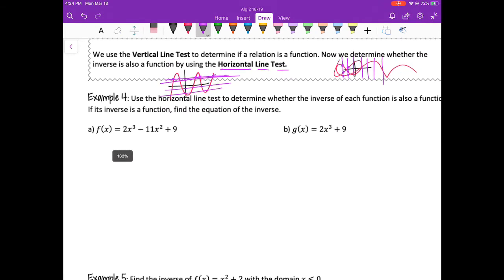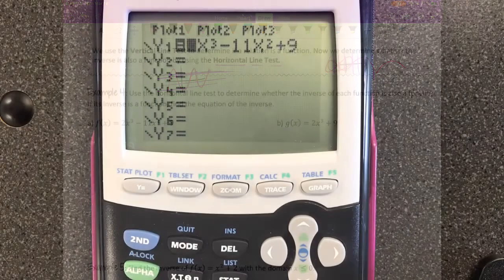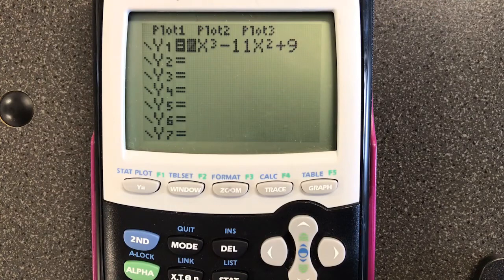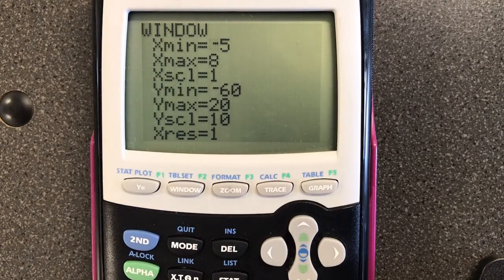So we are going to go ahead and pull example 4a and 4b up on our graphing calculator and take a look at those graphs. Alrighty, so I've got f of x from example 4a plugged into my graphing calculator under y equals. And then let's take a look at our window real quick. I played around with this and was able to find a good viewing window. You can play around with it and see if you can find one that looks a little bit better.